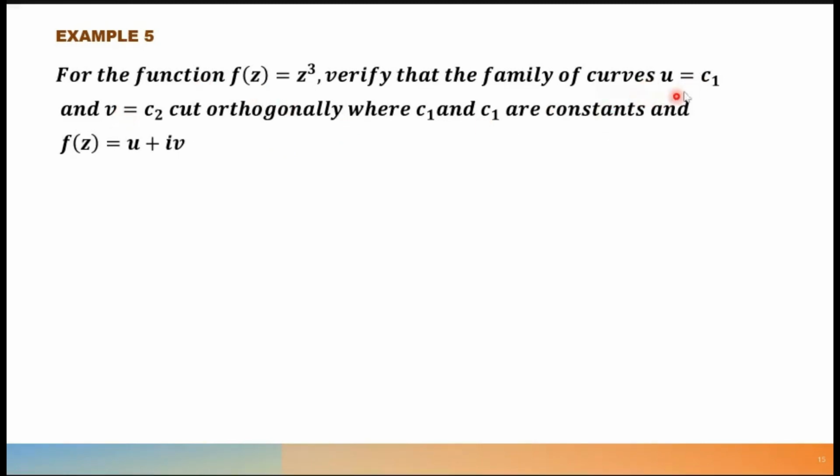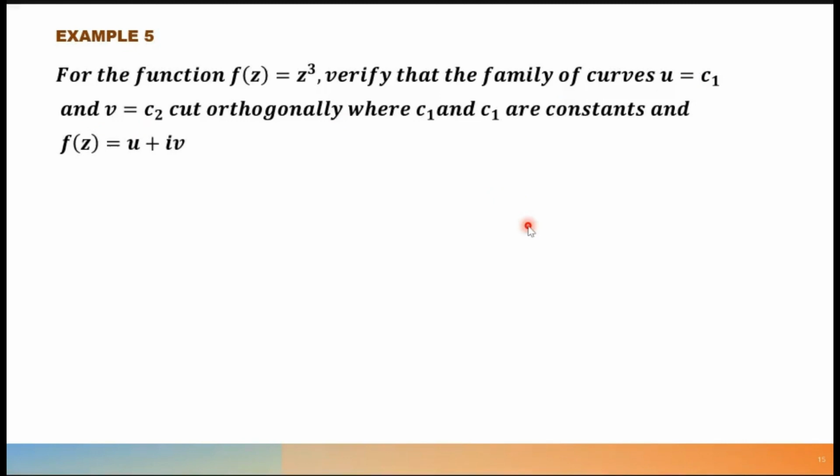Okay, to show that u and v cut orthogonally, we will show that the product of their slopes of these two curves are -1. तो इसका हम स्लोप निकालेंगे, इसका हम स्लोप निकालेंगे. स्लोप निकालना है मतलब dy by dx निकालना है, तो इसका dy by dx निकालेंगे, इसमें से dy by dx निकालेंगे, दोनों को मल्टीप्लाई करेंगे एंड शो दैट -1.